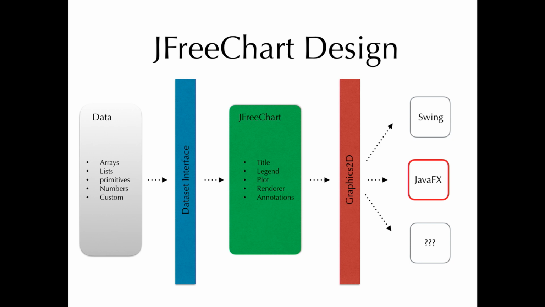You then configure a chart with a title, a legend, a plot type, because there are a few different plot types, a renderer, which can change the appearance of how you plot data, and some annotations if you want to. And then when it comes to drawing the chart, JFreeChart looks at this object called Graphics2D. And then based on the implementation of this, it outputs to Swing, to the panel which we saw before.